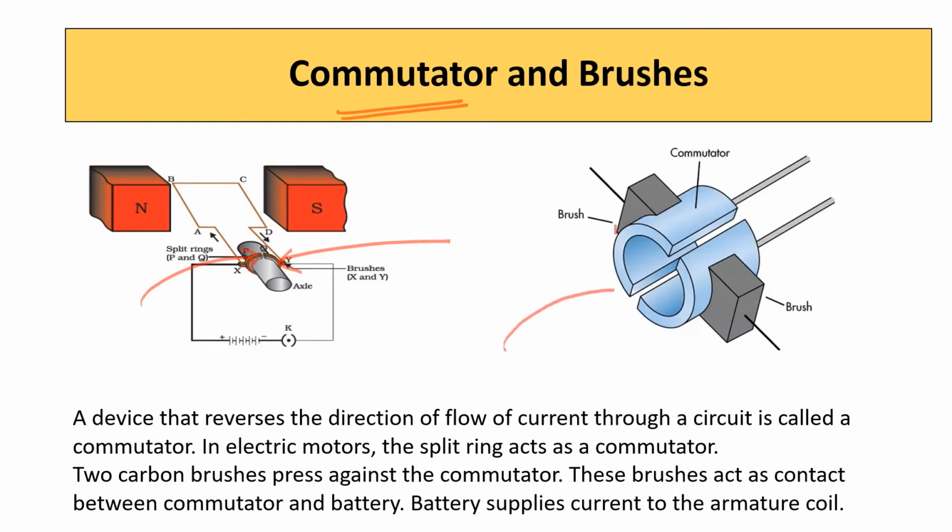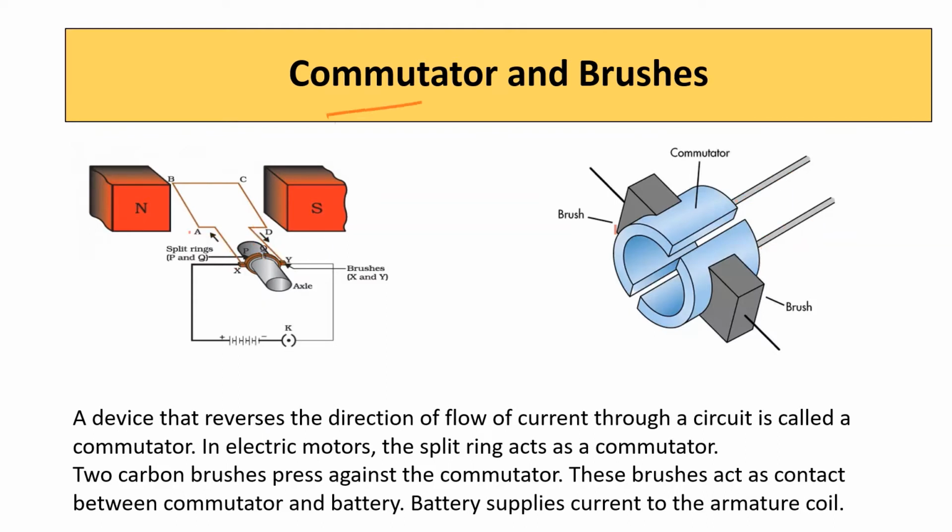This is the commutator. It consists of two halves, the first half and the second half, two halves of a metallic ring. The two ends of the armature coil are connected to these two halves. This end and this end are connected to the two halves of the ring.